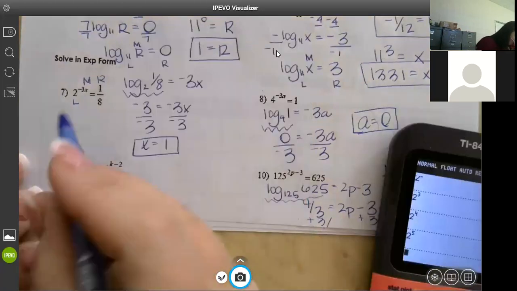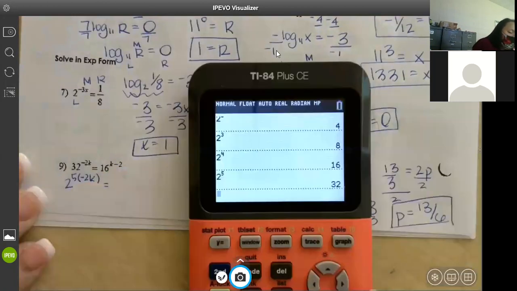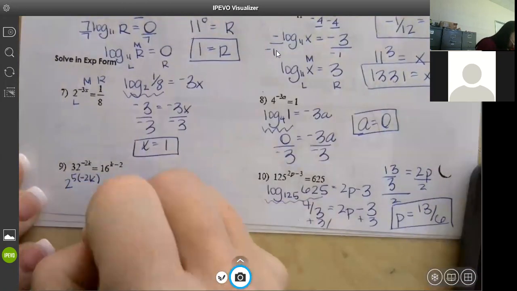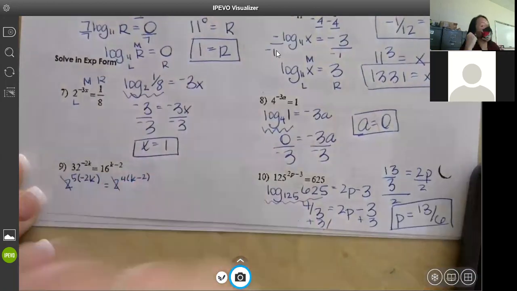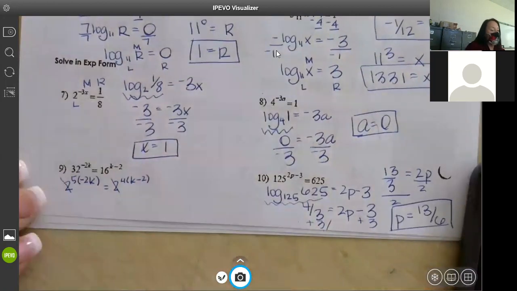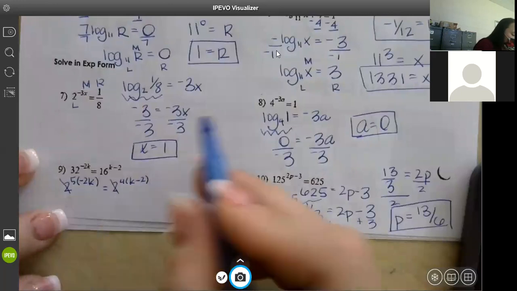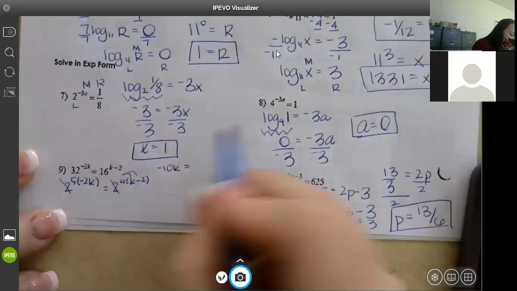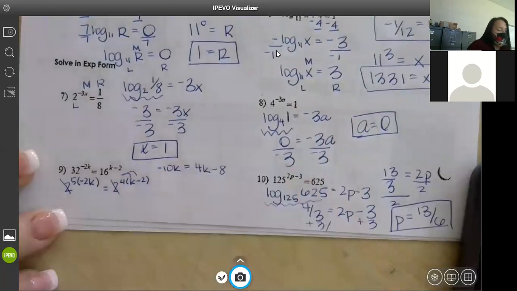So 32 is 2 to the fifth, but I still have a 2k up there. We said 16 was 2 to the fourth, but I still have a k minus 2 up there. Then you can mark your 2's out. The powers are the equation that you're solving. So what's 5 times negative 2k? Negative 10k. Equals, distribute your 4. What's 4 times k? And then 4 times negative 2 is negative 8.